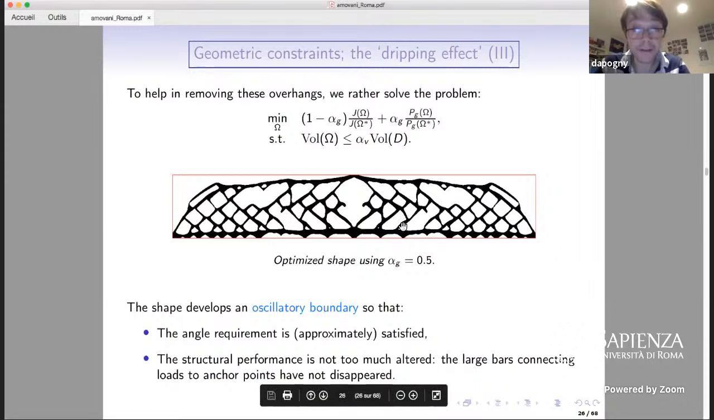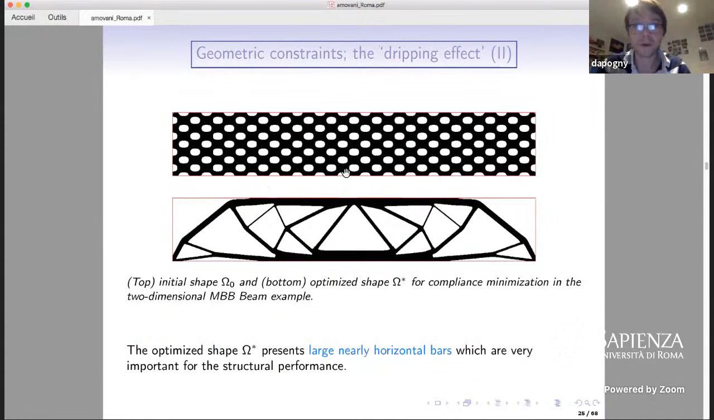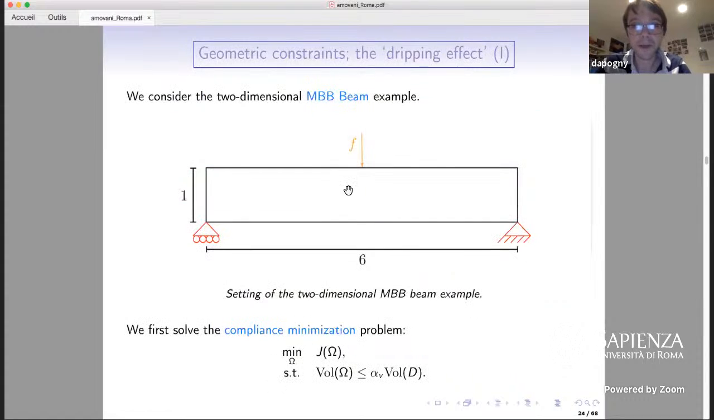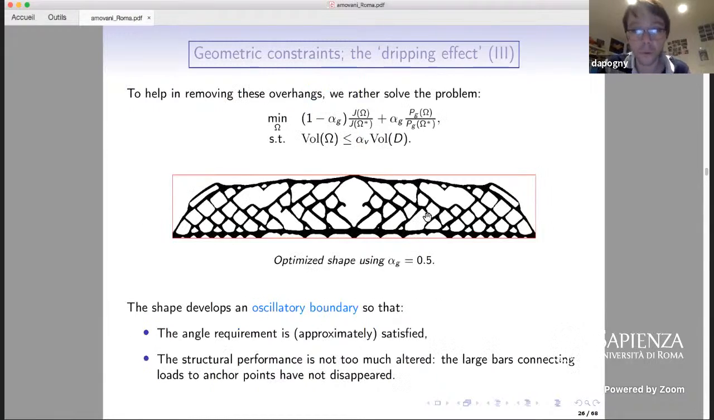And it actually did exactly what we asked for, meaning that, as you can see here, there are no parts of the region of the shape where the angle with the negative vertical direction is less than 45 degrees, as we have required. This is just because the shape develops a very oscillatory boundary, just to make the constraint, which is here, satisfied almost everywhere, except at some small tips that are here, which are not seen in the numerical evaluation of the constraints.